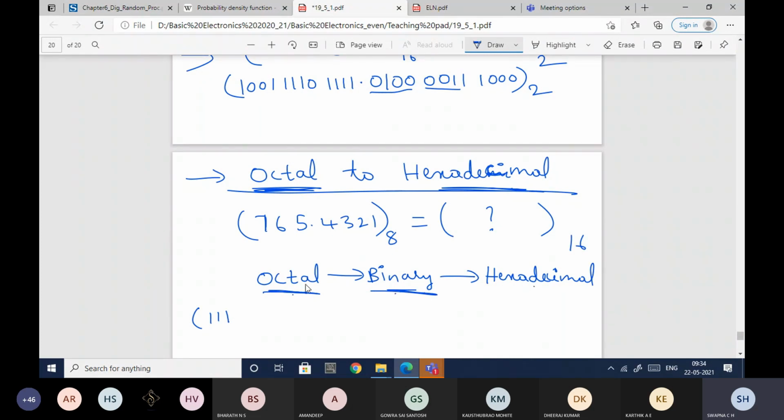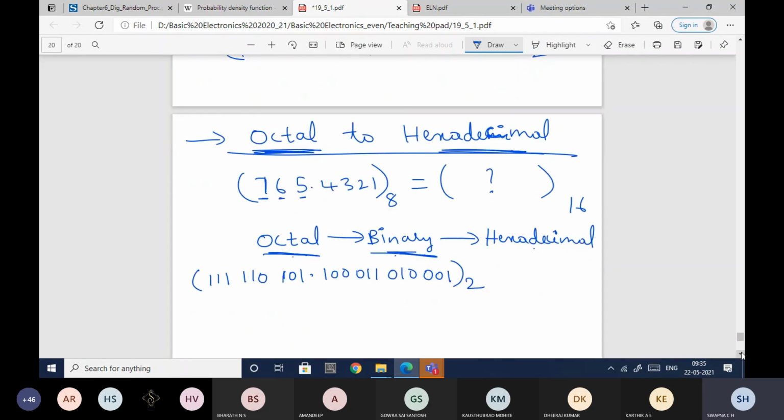So octal number to binary. Each digit I have to represent with 3 bits. 7 is 111. 6 is 110. 6 is 110. 5 is 101. 4 is 100. 3 is 011. 2 is 010. 1 is 001.